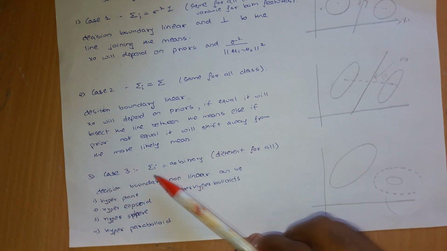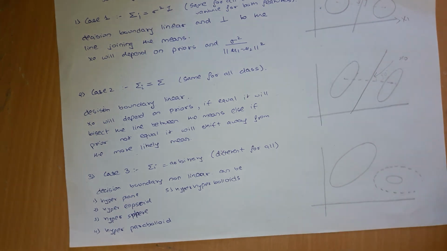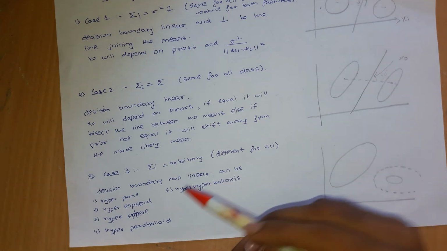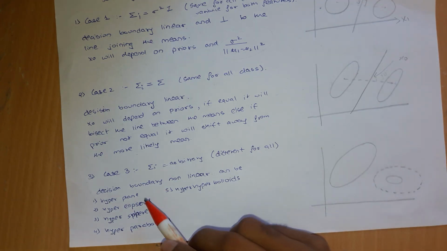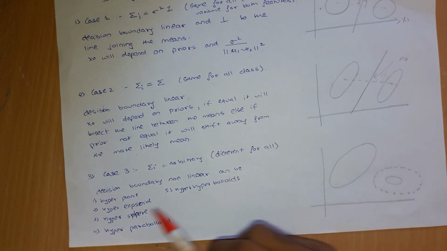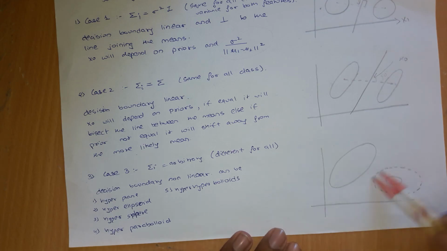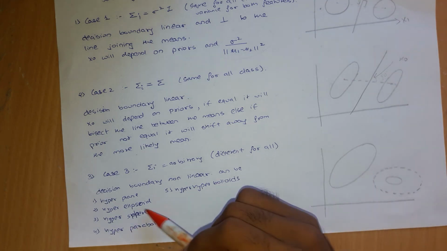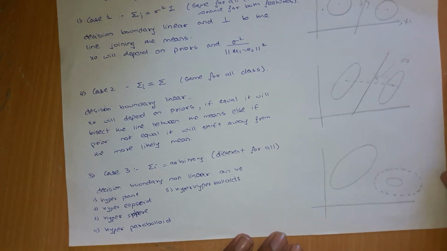Case 3 says that sigma i will be arbitrary, so it can be anything. It can be small for one class, big for another, anything. In this particular case you can see that the decision boundary can be non-linear. Here it is not a straight line, and it can be a hyperplane, some plane, a hyperboloid, a hyperellipsoid, a hypersphere, a paraboloid or a hyperparaboloid. It can be anything.